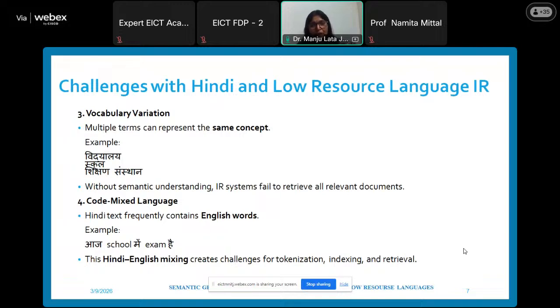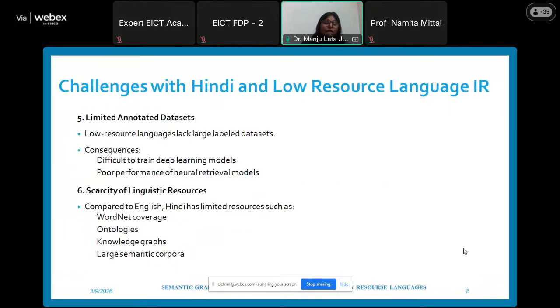If I create the semantic graph or any tool I use, whether that particular tool is capable to handle both the languages at the same time. So that is the challenge again. Limited annotated data sets in case of Indian languages, including Hindi, very limited. If I go with some kind of NLP based application, I find that there are very limited, and most of the time we need to create the data set for our own research work.